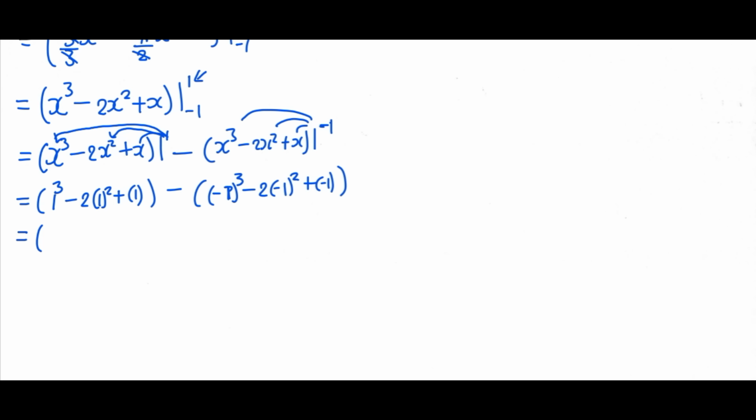So 1 raised to the power 3 is just 1. Then here we are going to have 1 times 1 is 1 times 2, which is -2, plus this one here, minus -1 raised to the power 3. This is the same as -1 times -1 times -1. So -1 times -1 is +1 times -1, which is -1. So whenever a negative number is raised to the power 3, the sign does not change. Then here we are going to have -1 squared is +1 times -2, we get -2 minus 1.